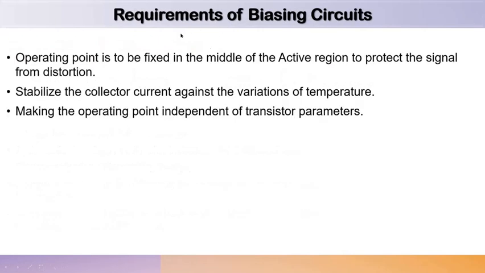Also, the major requirement for a biasing circuit is to fix the operating point in the middle of the active region so that the transistor will work as a linear amplifier. And also we have to stabilize the collector current against variations of temperature. Also we have to make the Q point independent of transistor parameters like beta, that is the current amplification factor. If a transistor is replaced, the beta will change. Because of that change in beta, the operating point should not be affected. So these are the requirements of a biasing circuit.